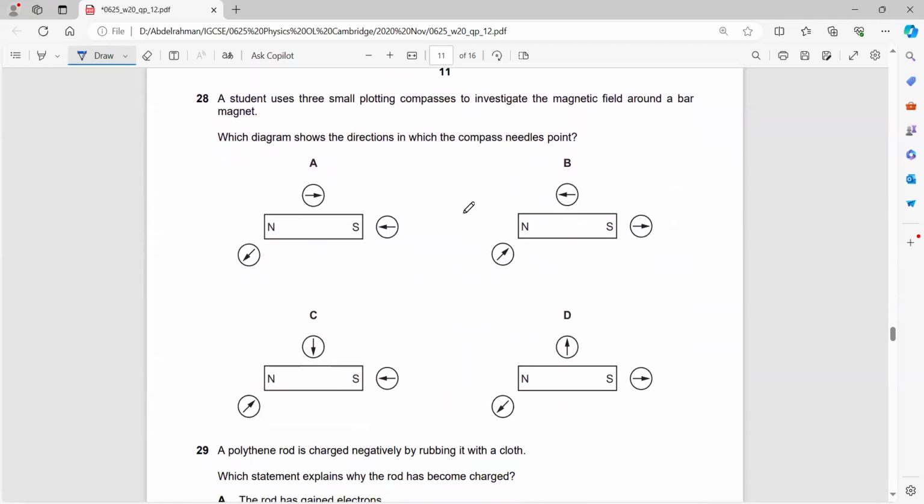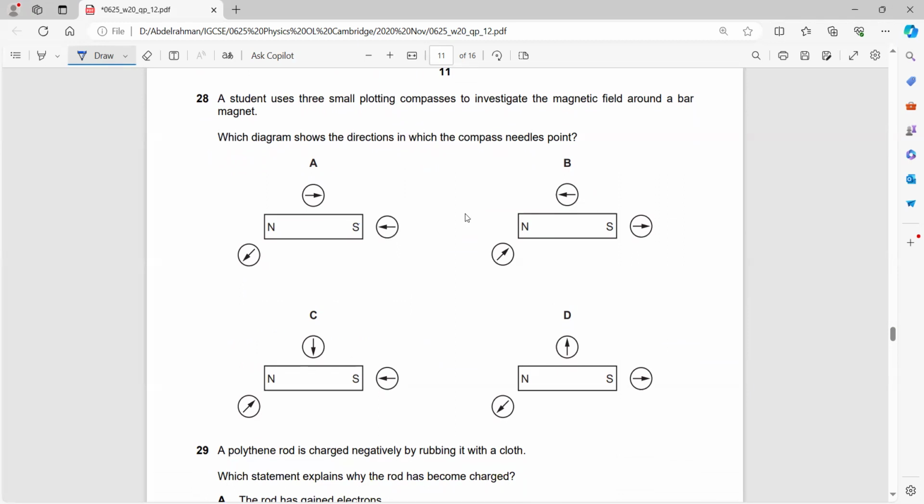Question 28. Which diagram shows the direction of the compasses? Which direction shows the direction of the compasses? Okay, South Pole. You need to understand that the compass is a magnet.